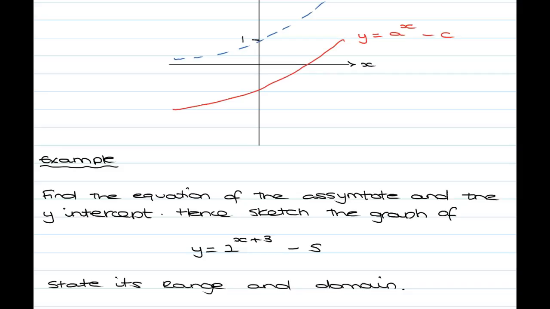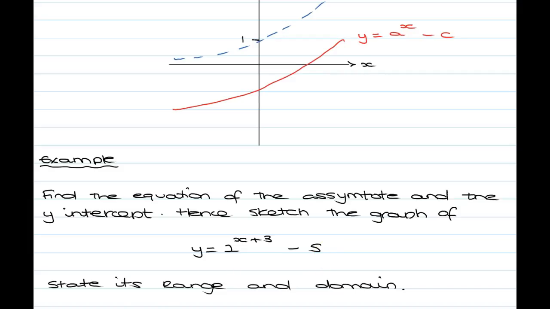So firstly, we'll just look at the equation and we can identify that it's an exponential and it's to the base 2. x plus 3 is the power. That means there's been a horizontal translation of the graph, and the fact that the whole graph is minus 5, that's a vertical translation of 5 places down.